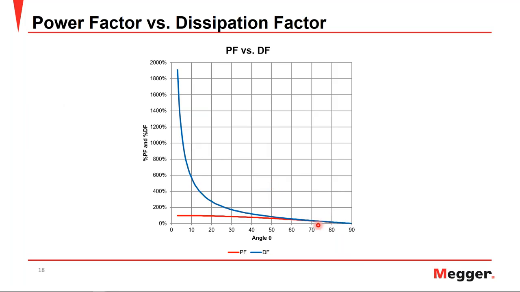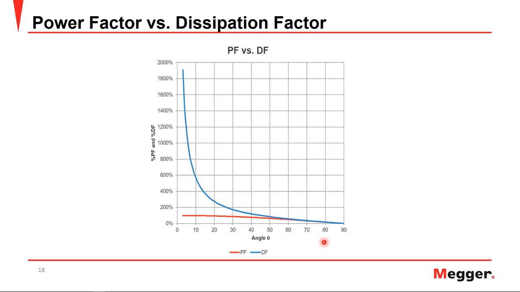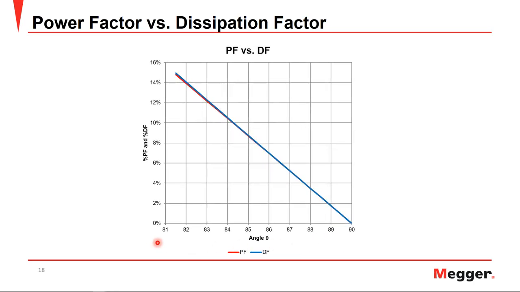It looks like they line up pretty well until maybe the 60-degree angle mark. At this point, if we take a closer look at the higher angle, between 80 and 90 degrees, we can see we have now zoomed in between 81 and 90 degrees. If we look at the lines, you have power factor in red and dissipation factor in blue, and they really don't start to show any deviation until above 10%. So essentially, power factor and dissipation factor are going to be about the same until you start to get above 10%.